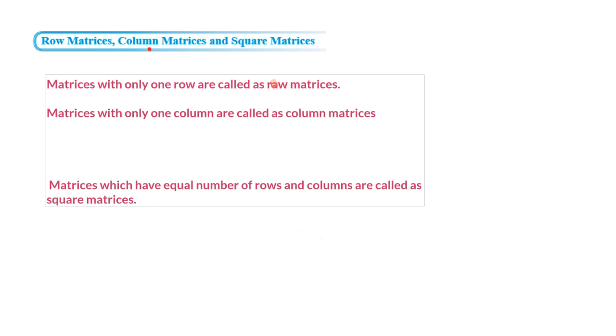Row matrices, column matrices and square matrices. Matrices with only one row are called row matrices. Let's see some examples.